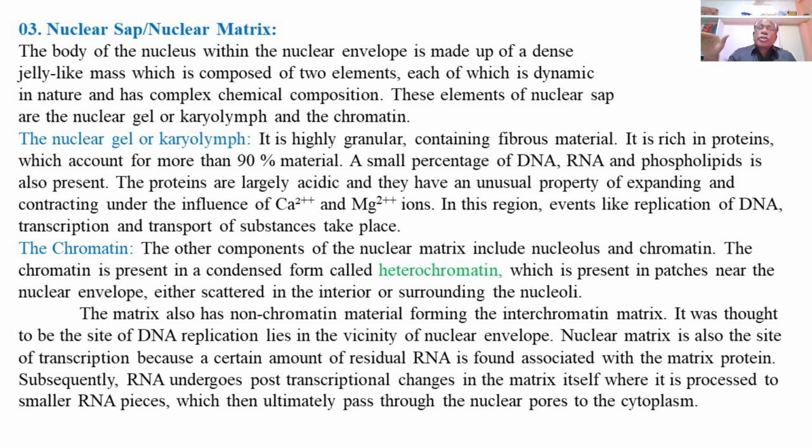So after the formation of different types of RNAs by the nucleolus, which are occurring in the matrix, there are certain proteins also synthesized in the nuclear sap or nucleoplasm, which are then transported to the cytoplasm either for further processing or for the process of protein synthesis also. So subsequently, RNA undergoes post-transcriptional changes in the matrix itself, where it is processed to smaller RNA pieces, and these smaller RNA pieces are then ultimately passed through the nuclear pores to the cytoplasm.